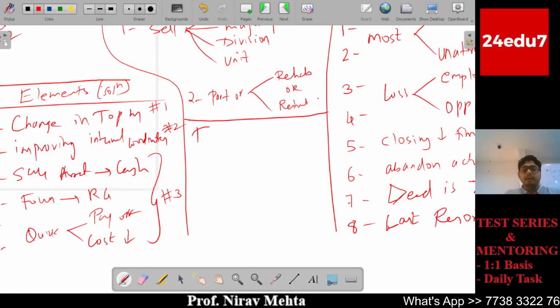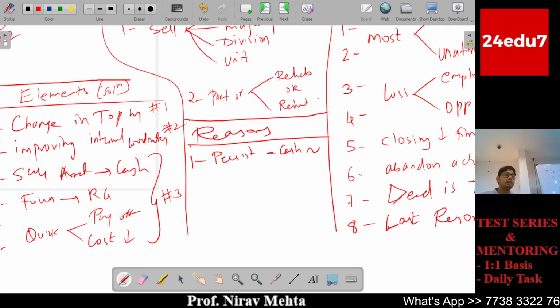Now, reasons for divestment. First, very simple, the same point: persistent negative cash flow from one portion of the business. Continuous outgoing of cash is more from part D. Correct? Yes.